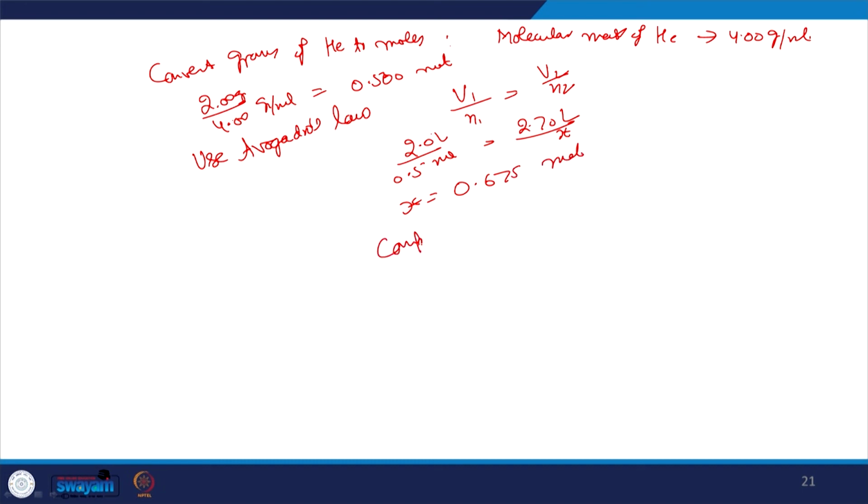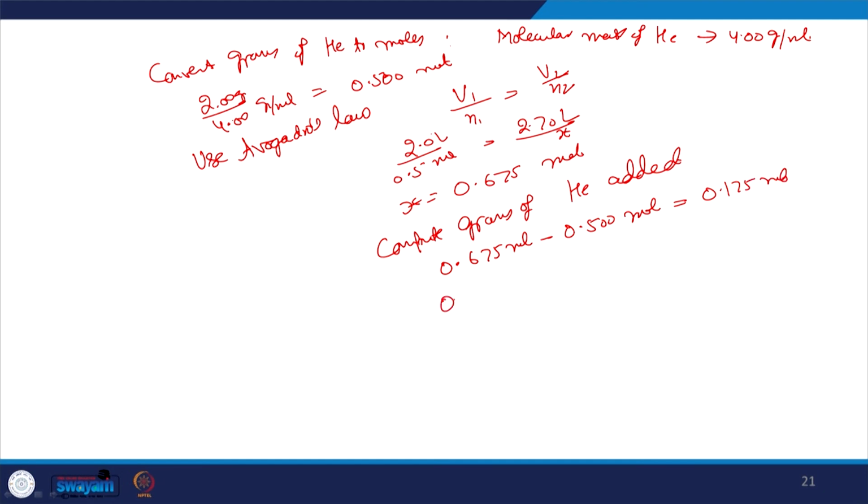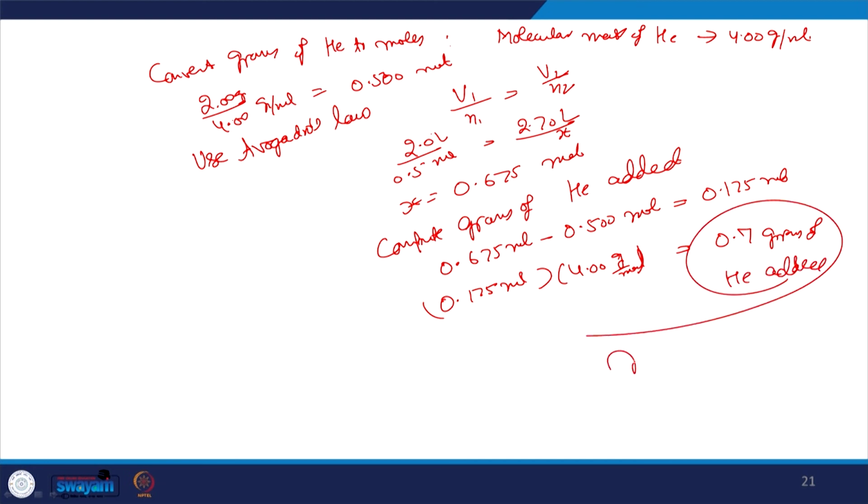Then compute grams of helium added, and that is 0.675 mole minus 0.500 mole, and that is 0.175 mole. So 0.175 mole into 4.00 gram per mole, which is equal to 0.7 grams of helium added, and that is my answer.